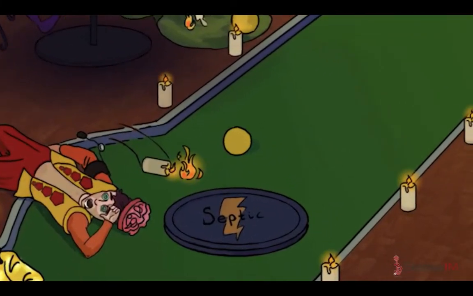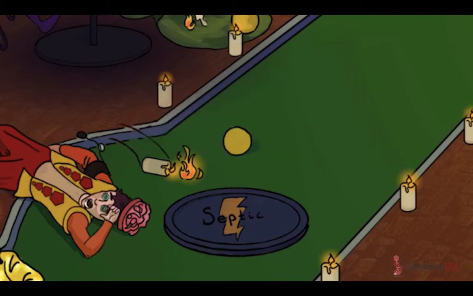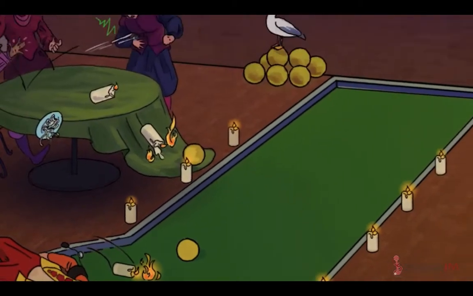Those two additional features of Raynaud's pentad might sound familiar. They're signs of sepsis. Acute suppurative cholangitis is commonly associated with septic shock, represented by this septic sewer lid complete with lightning bolt. Seriously, acute cholangitis is a medical emergency and always should be treated as such. We'll get into that in just a moment.